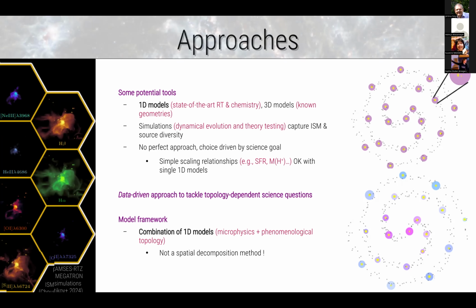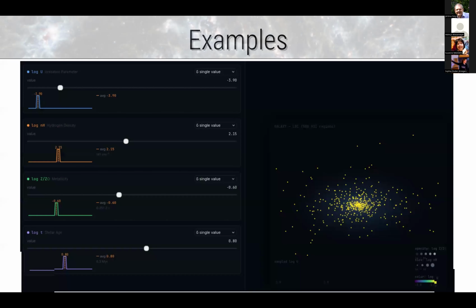On the top right, you have the most simple topological model you can think of, which is n times the same 1D model. But of course, you can do more complicated things. You can use a statistical distribution for the density, assuming a normal distribution or a broken normal double normal distribution or whatever you want, inspired by the theoretical prescriptions, for instance. So these are some examples.